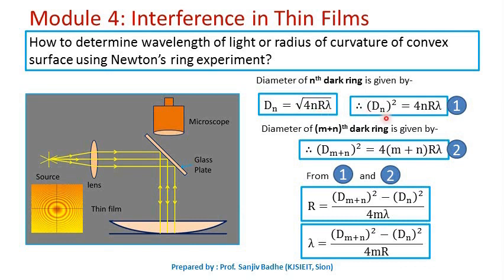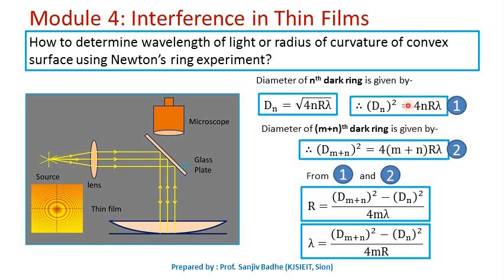So we can write dn square equal to 4 n r lambda. The diameter of the (m plus n)th dark ring is given by d(m plus n) square, that is equal to 4 (m plus n) r lambda. So n is replaced by m plus n here, and here also. Let us call this equation number 1 and this equation number 2.